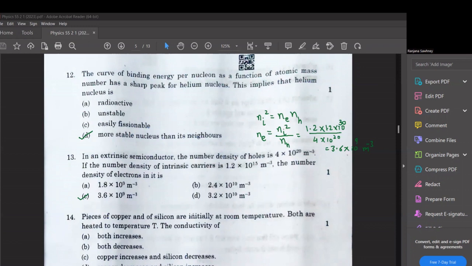Next is pieces of copper and silicon are initially at room temperature, both are heated. We know that the conductivity of metals decreases and the conductivity of semiconductors increases with the rise in temperature. So the correct option is D.